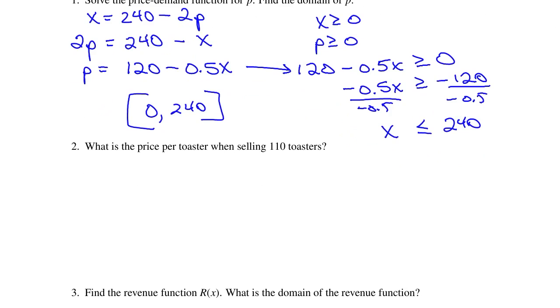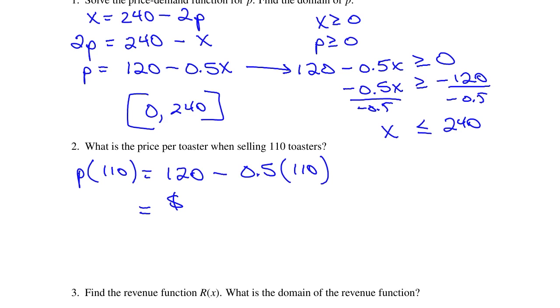Question 2. What is the price per toaster when selling 110 toasters? So this is little p of 110 is equal to 120 minus 0.5 times 110. If you work that out, you get $65. So the cost per toaster, each toaster, when you sell 110 toasters to a company is $65.